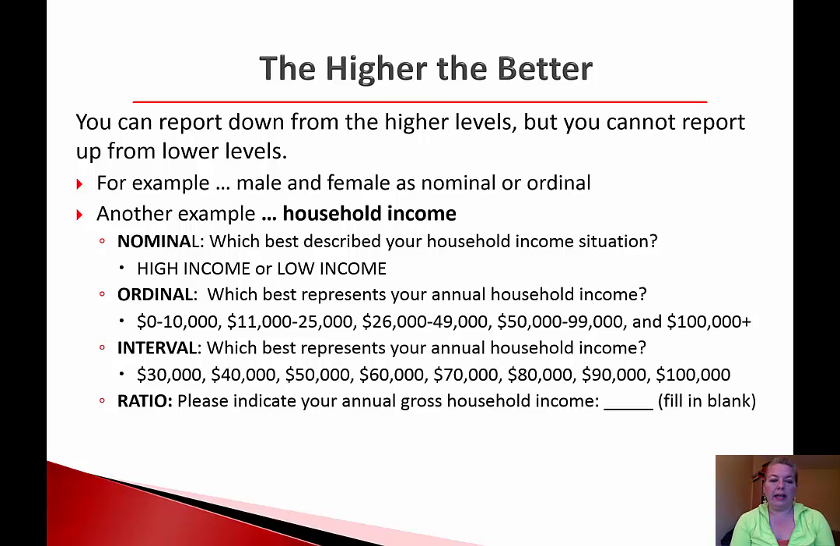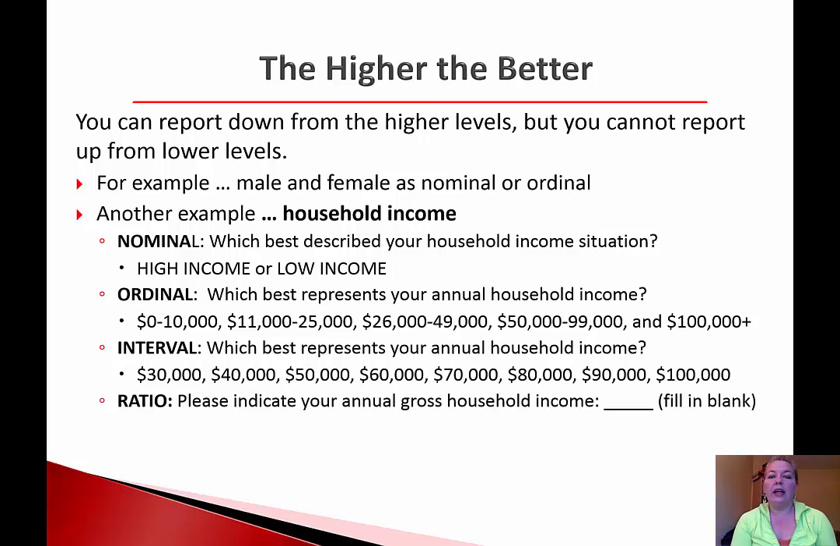Ordinal data in terms of income. Which best represents your annual household income, you might ask? And then you would give them these options: 0 to 10,000 annually, 11 to 25,000, 26 to 49,000, 50 to 99,000, and 100,000 and above. Now they have options like the strongly agree, disagree, and strongly disagree, and they definitely rate from one to the other, their ranking. This is ordinal data. This gives you more detail than high and low income.